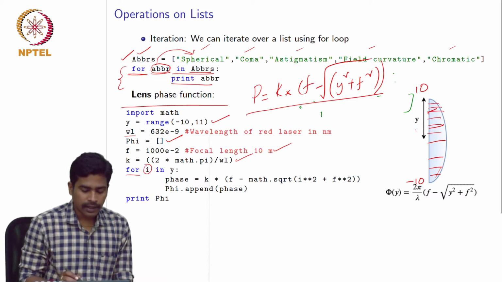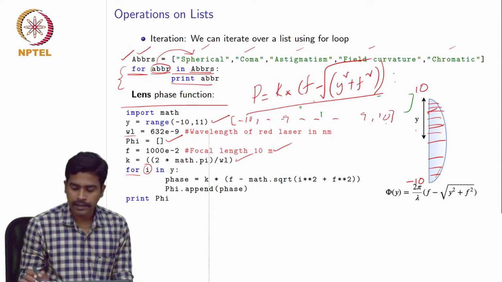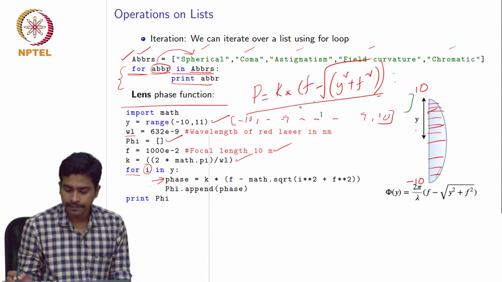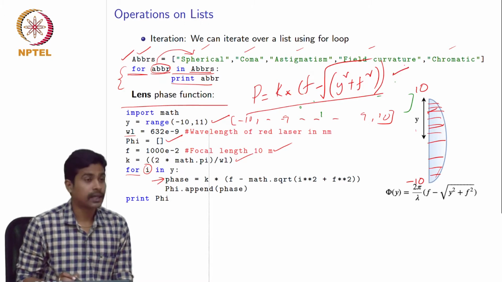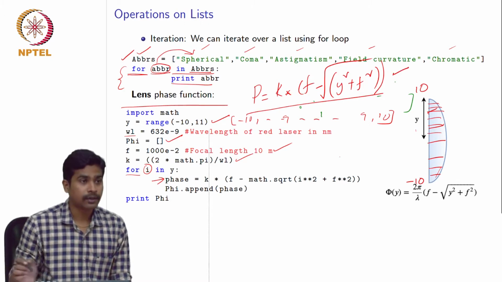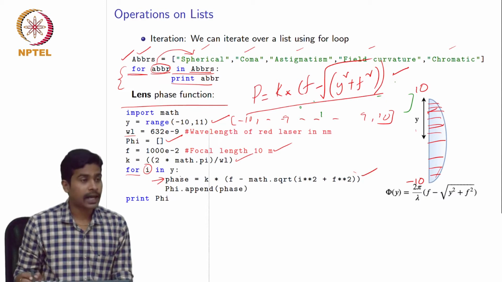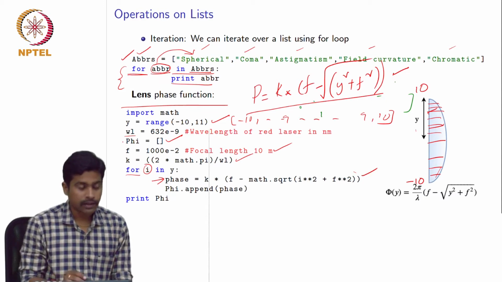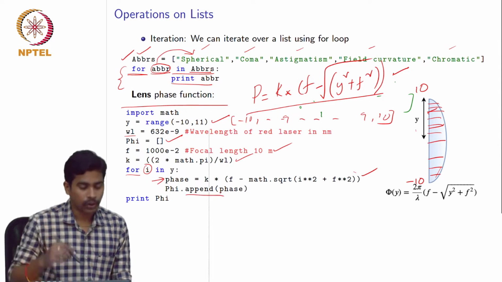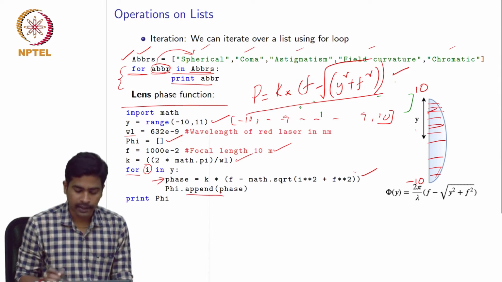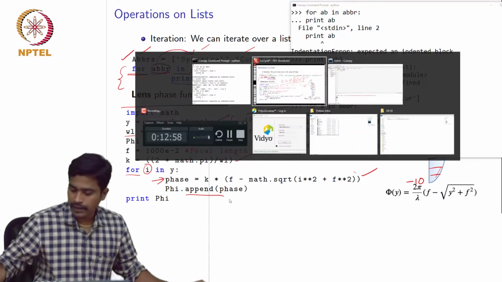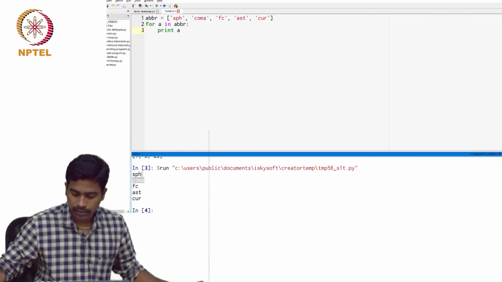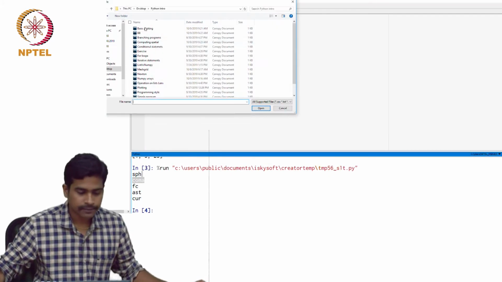In the for loop, i is the dummy variable that is going to take the values in the range minus 10, minus 9 and so on to 10, and this is the equation that I have written here to calculate the phase. After calculating this phase I am adding these phase values to the total phase list using this append command. So let's see how this program works.